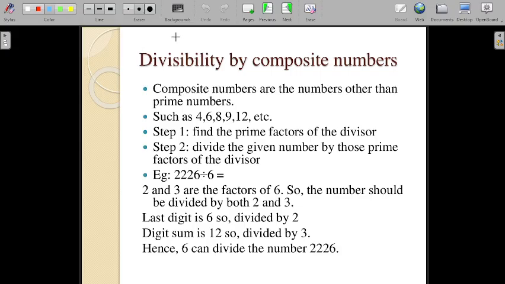Okay, next, divisibility by composite numbers. What are these composite numbers? We have already covered so many numbers. Then why these composite numbers? Of course, we need to check now.